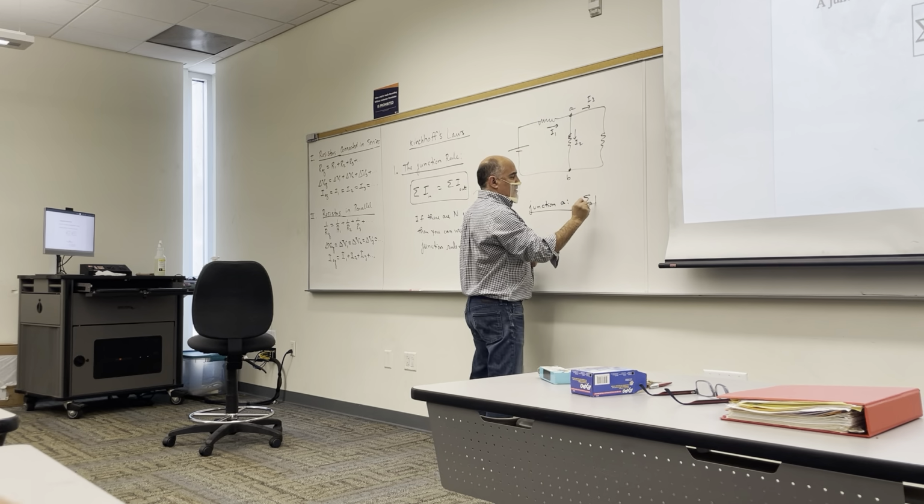Okay? So if there's a circuit with 10 junctions, I can write 9 useful junction rules. If there's a circuit with 15 junctions, I can write 14 useful junction rules, one less. If there's a circuit with 3 junctions, I can write 2 useful junction rules.